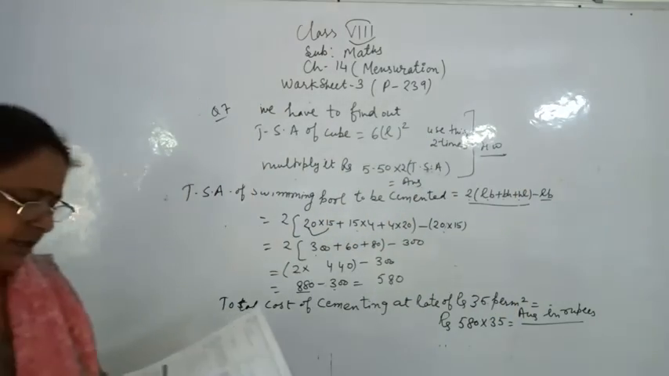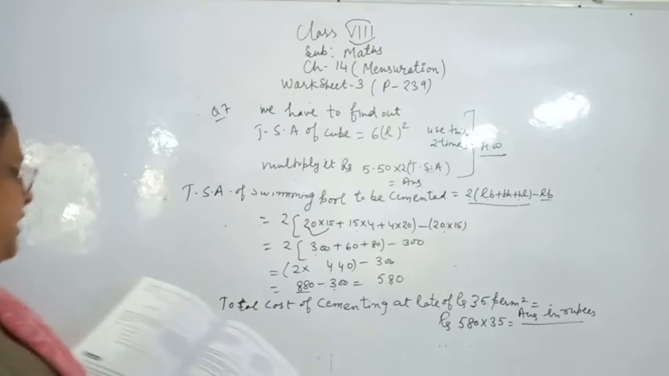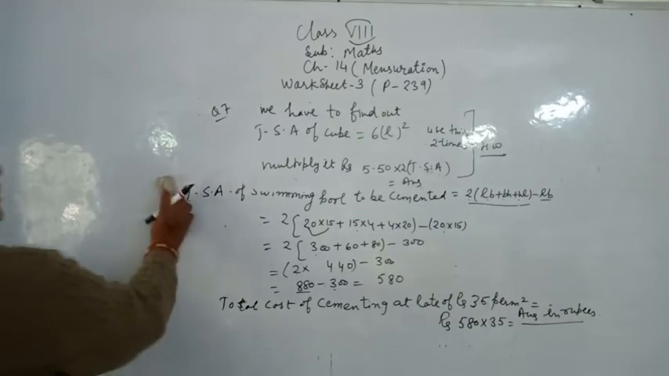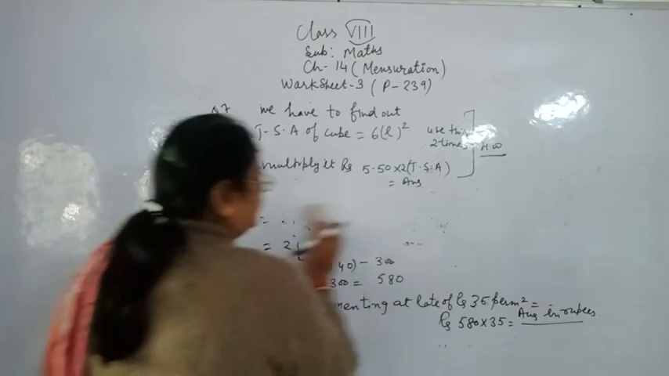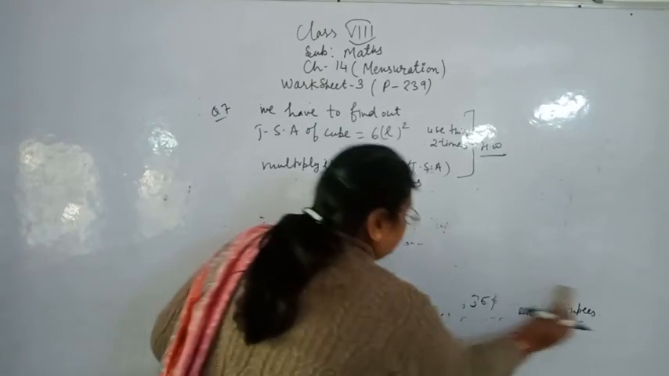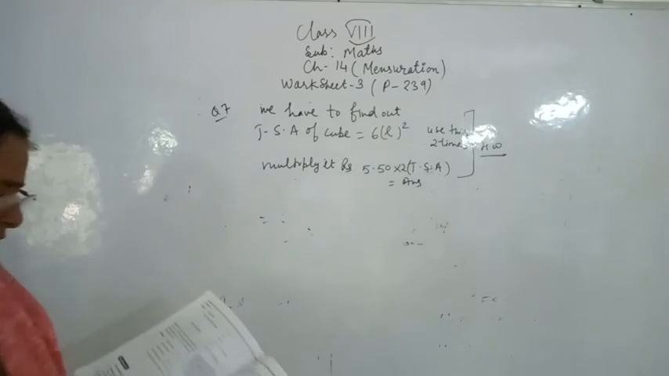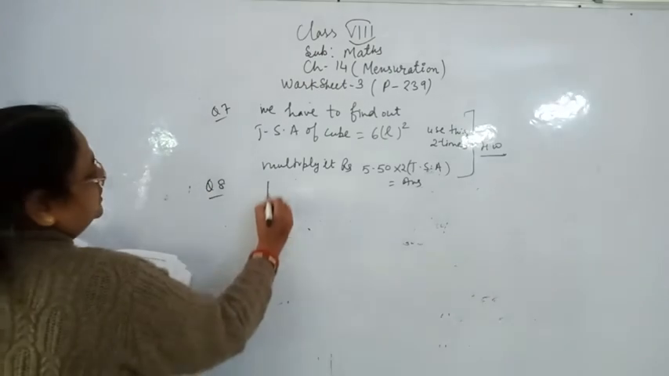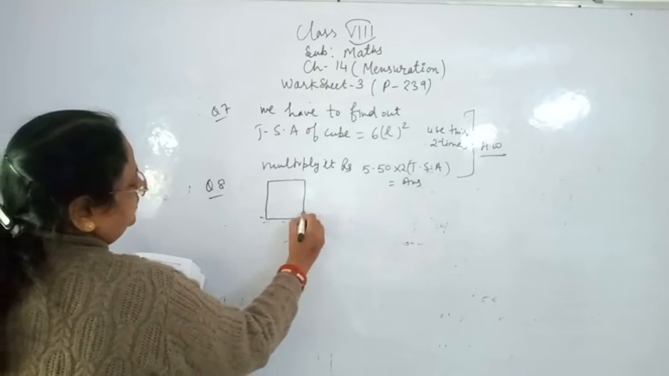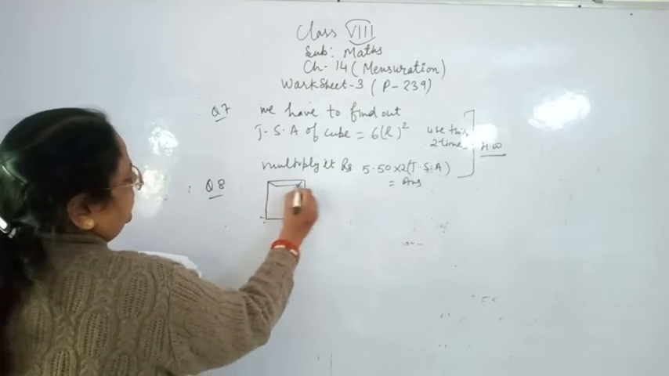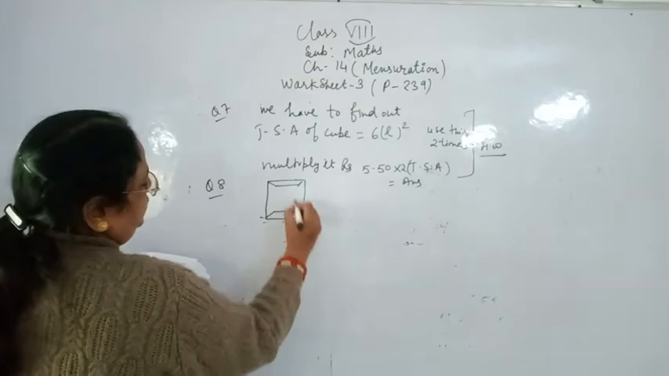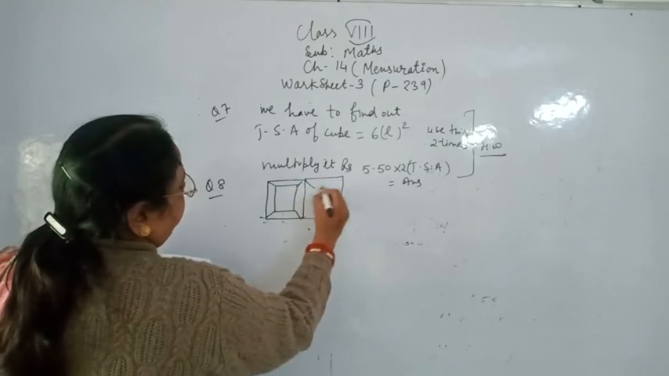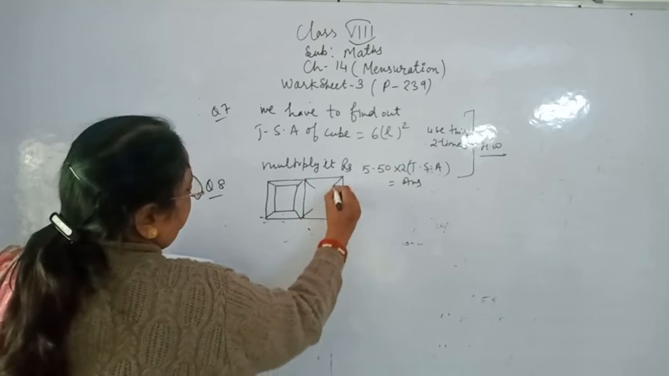Now I am taking again a very important question. Question number 8. 2 cubes of side 4 centimeters are fixed together. Listen to me again. Question number 8, an easy question. Suppose these are the two cubes. Have you seen the dice? You play Ludo with it. See, these are the two cubes. When we join them, what happens? It becomes a cuboidal shape.